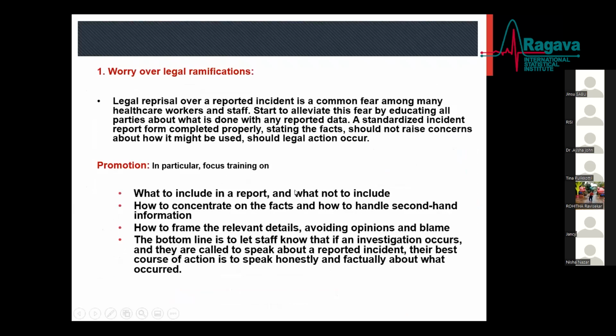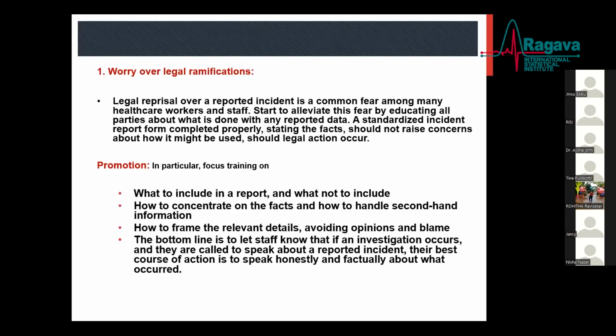So now let us come to what the barriers are and how we can overcome them, or what we can do to make the culture safer. So the first one is the worry over legal ramifications. Definitely if an incident, a SAC 1 incident or a sentinel event has occurred, any healthcare worker would really feel threatened and fearful, because what will be the consequences? It may be major, it may be minor, they might even lose their job. So all this will be running through their mind.